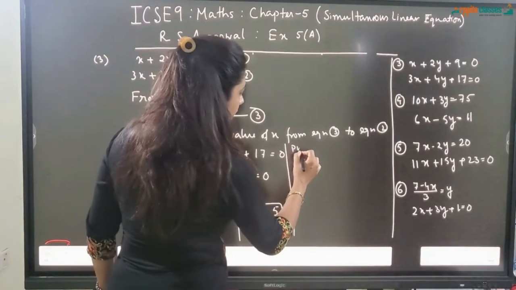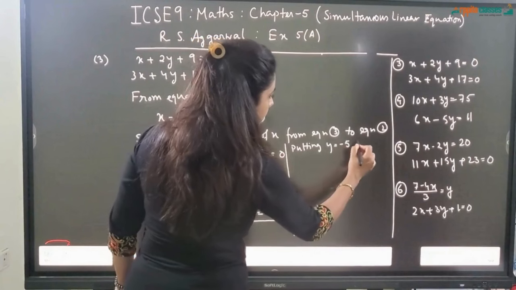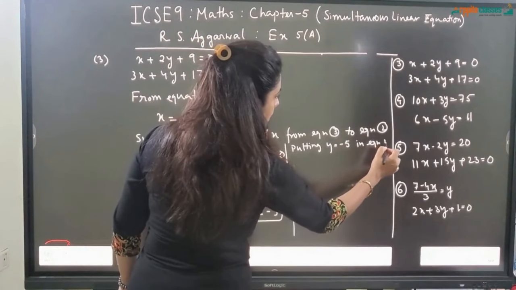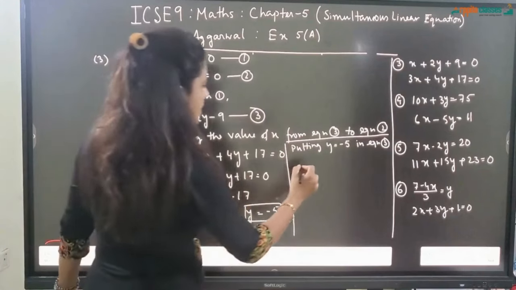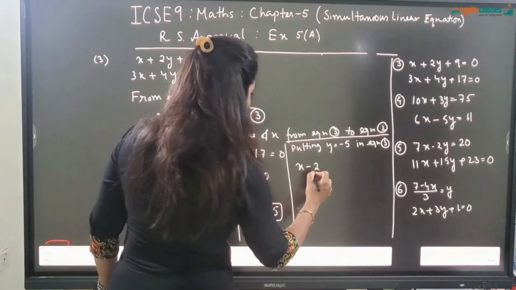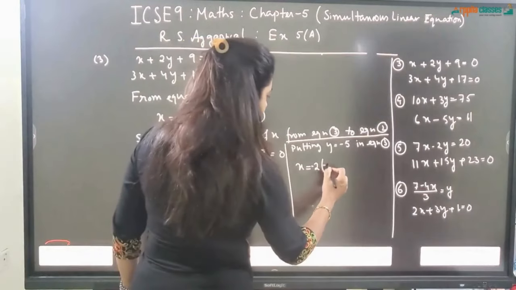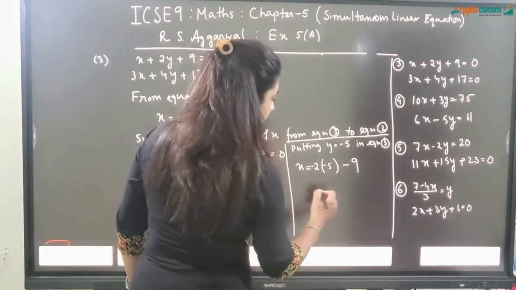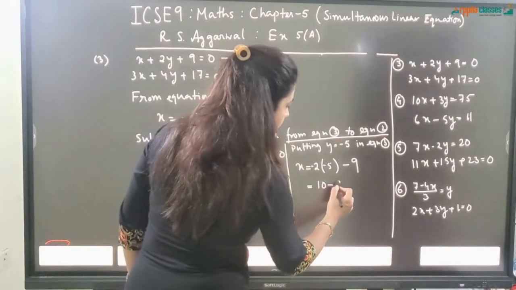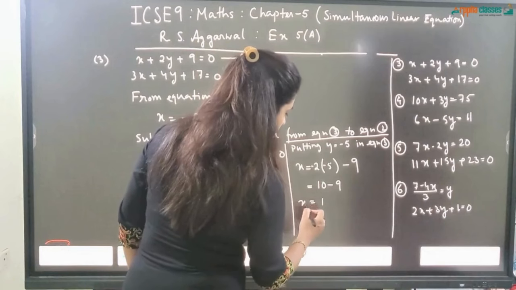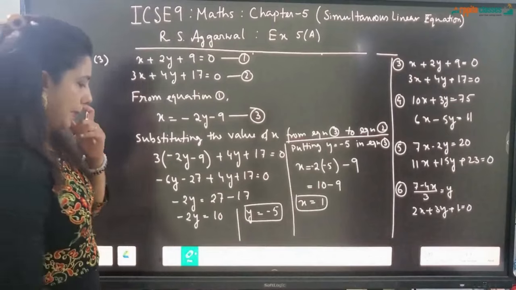So putting y is equal to minus 5 in equation 3. My equation 3 is x is equal to minus 2 into y, that is minus 5, minus 9. So minus 2 into minus 5 is 10. So this is 10 minus 9, so that is 1. So the value of x is equal to 1.